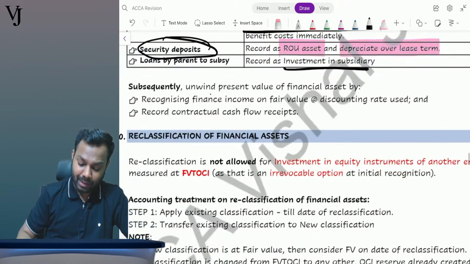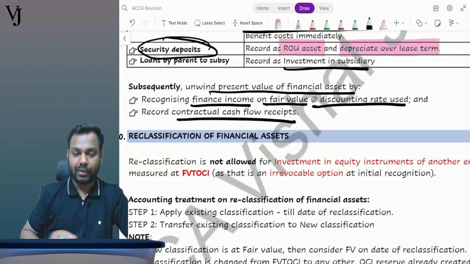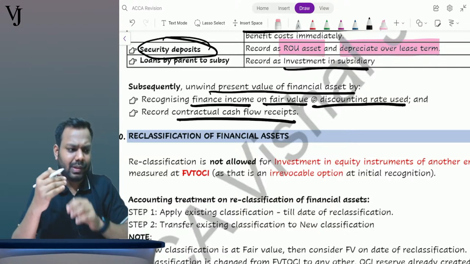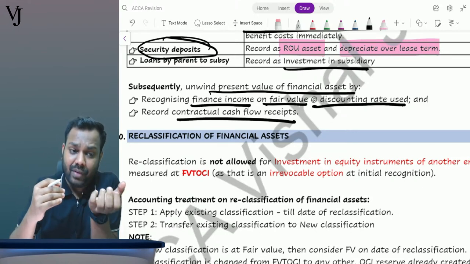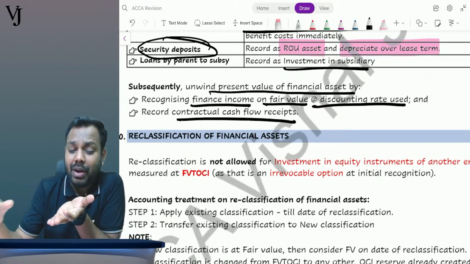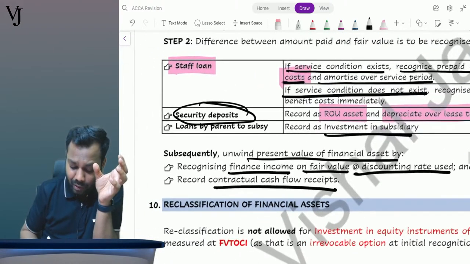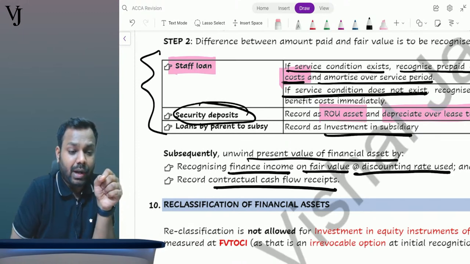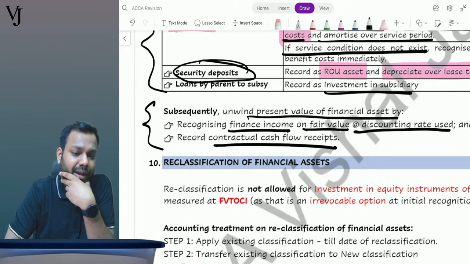So now subsequently we will unwind the present value of the financial asset by recognizing finance income on the fair value at the discounting rate used, and record the contractual cash flow receipts. Is it clear, everyone? Like a normal financial asset, because since we measure at the present value, it is at fair value now. Once it is at fair value, I will record it as a normal financial asset. Basically, what was the off market component, we removed the off market component, and we are accounting for it as a normal financial asset now. Is it clear everyone?